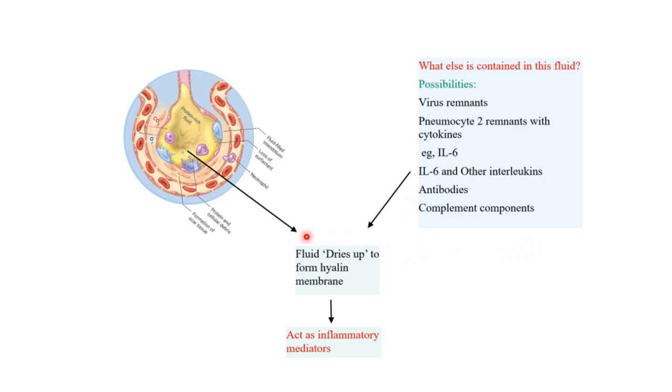So all this dries up to form hyaline membranes. So all of this can dry up to form hyaline membranes. And then these can act as inflammatory mediators, leading to inflammation and thickening of the septa and so on.